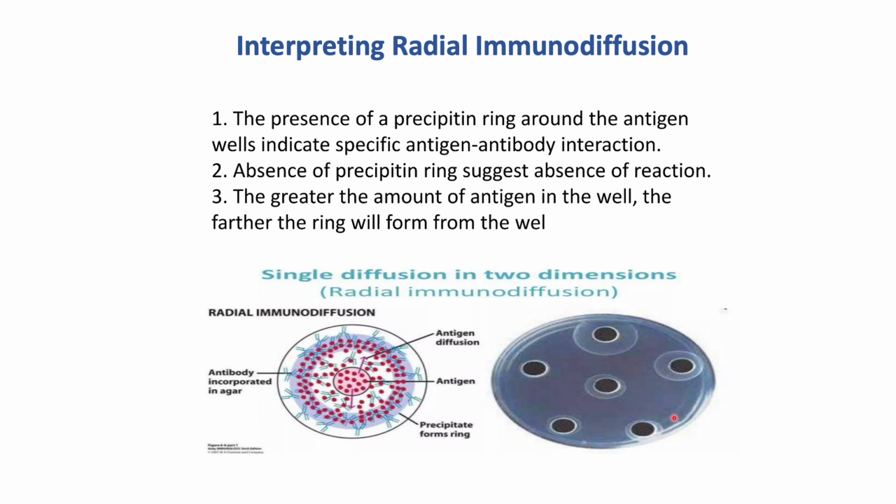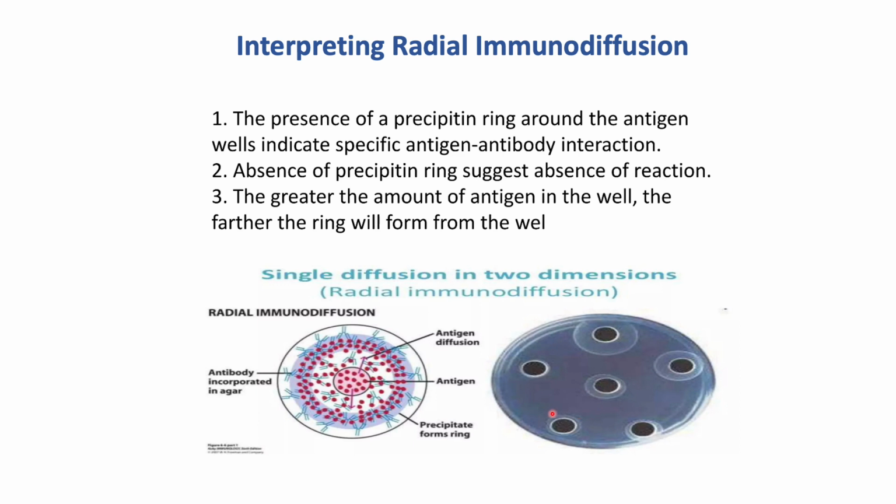So if you look at a real time setup, this is how it looks. This is your Petri plate, and the circular cutouts of agar are the wells, and these are the precipitin rings formed. So this is probably the control where there's no antigen, that's why there's no ring formed around it. And so these here you could see the precipitin rings.